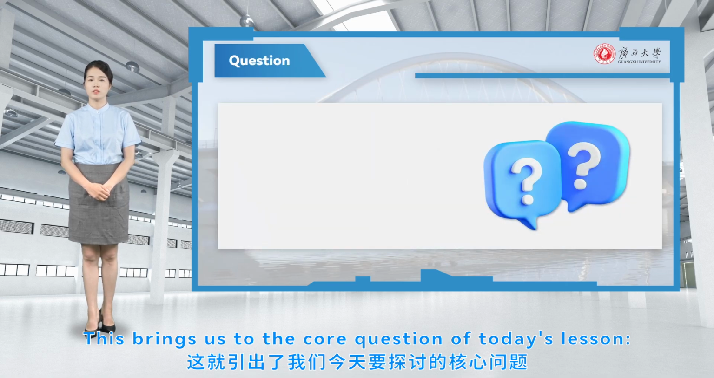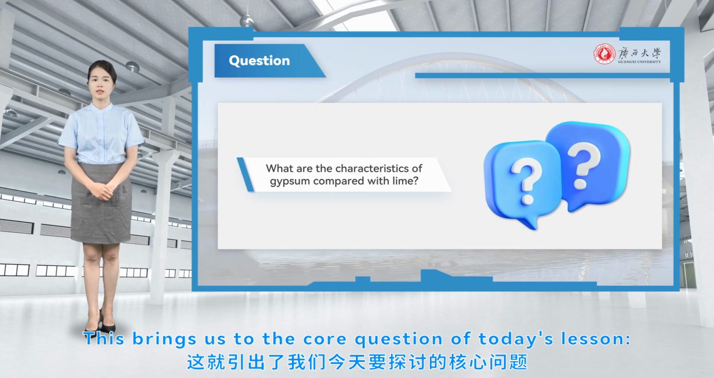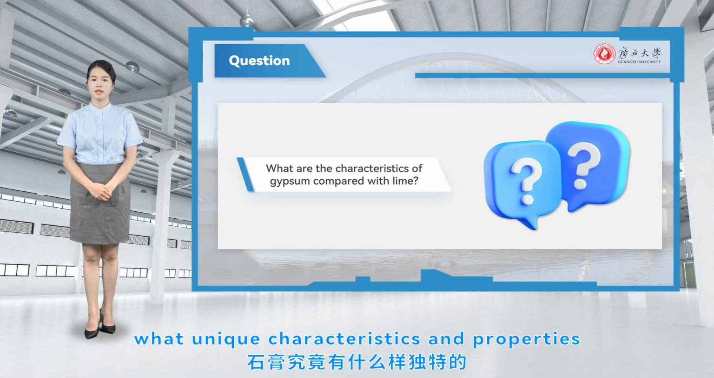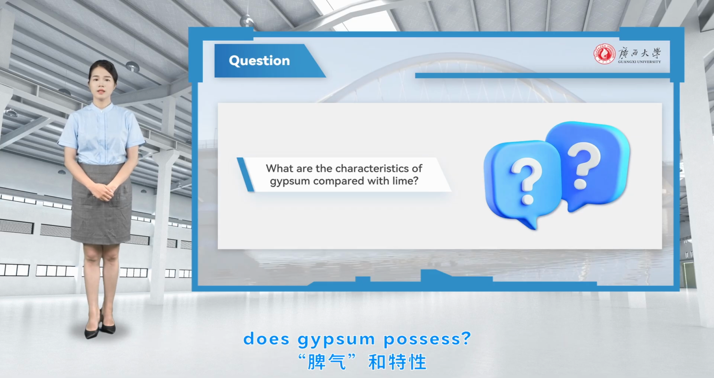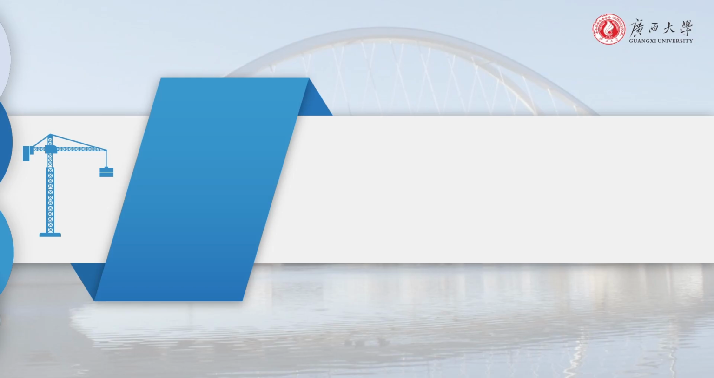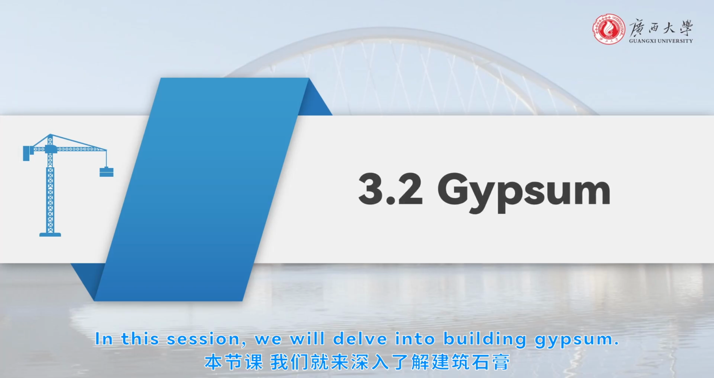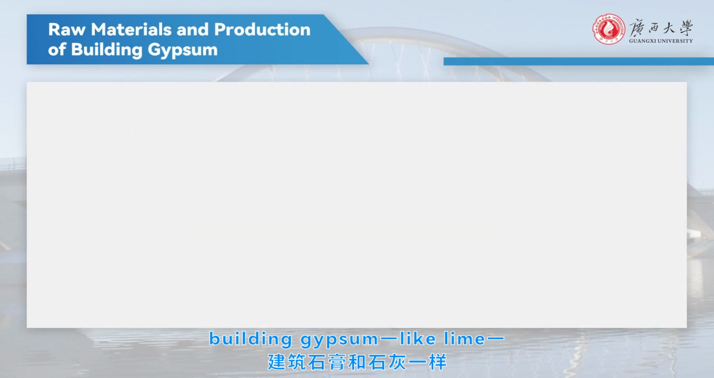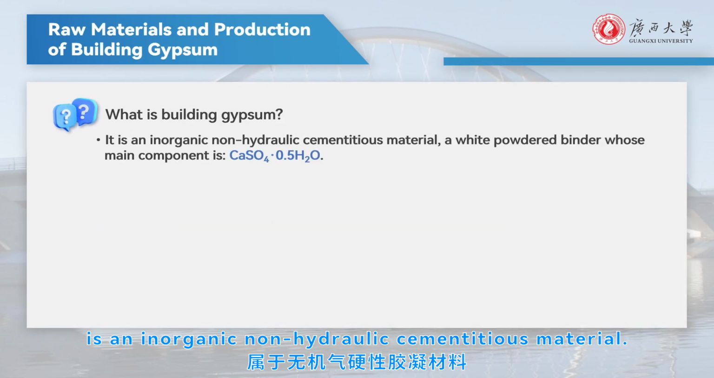This brings us to the core question of today's lesson. Compared with lime, what unique characteristics and properties does gypsum possess? In this session, we will delve into building gypsum. To begin with, building gypsum, like lime, is an inorganic, non-hydraulic, cementitious material.